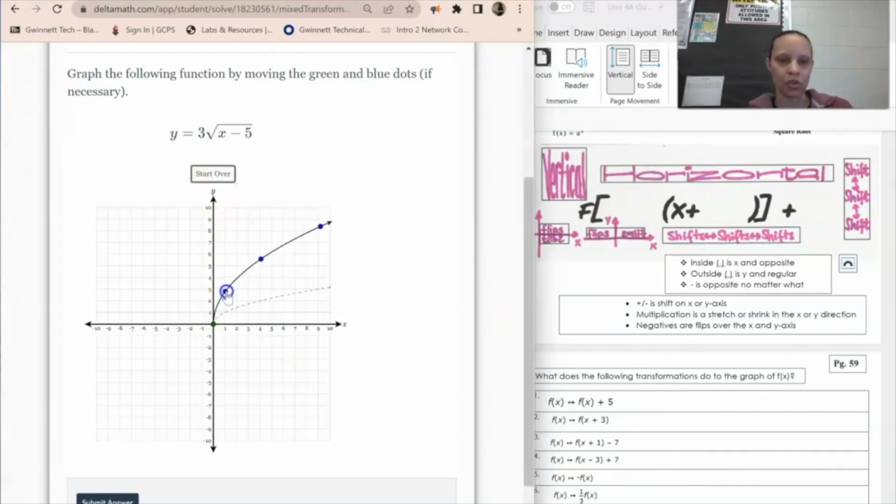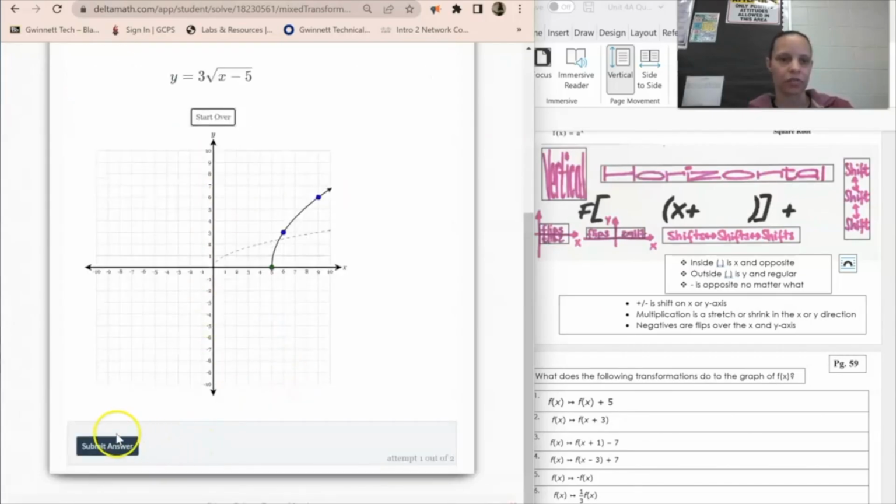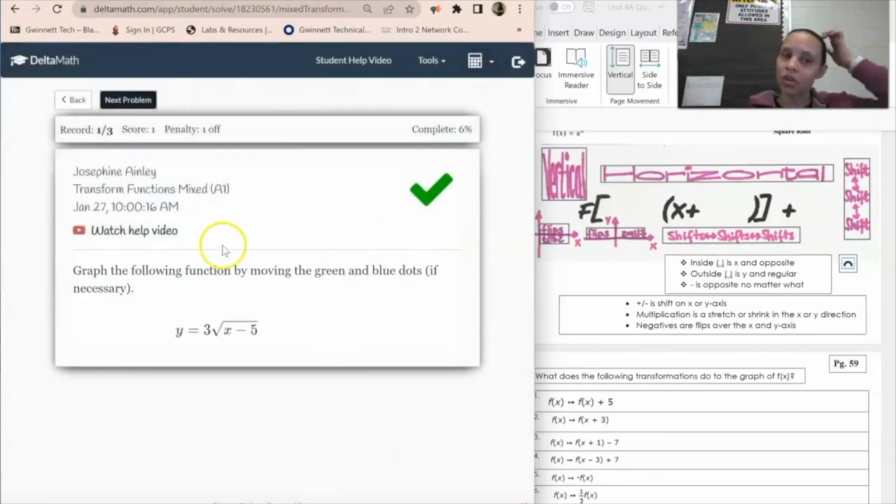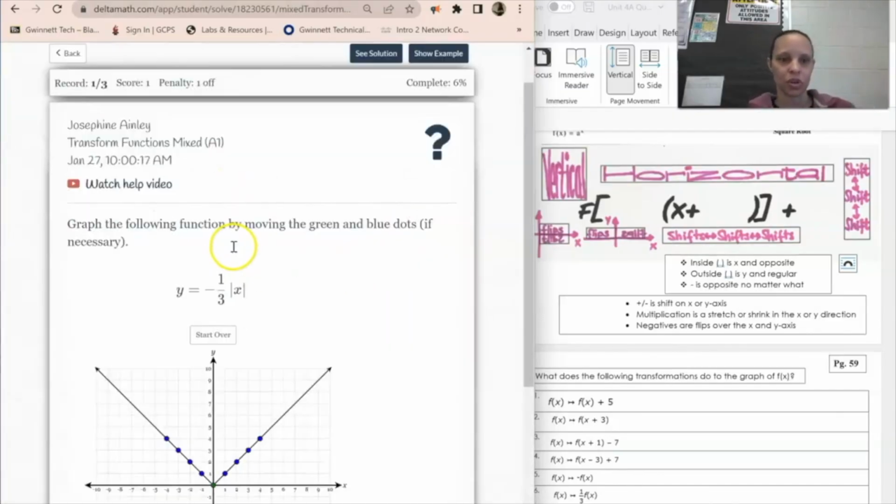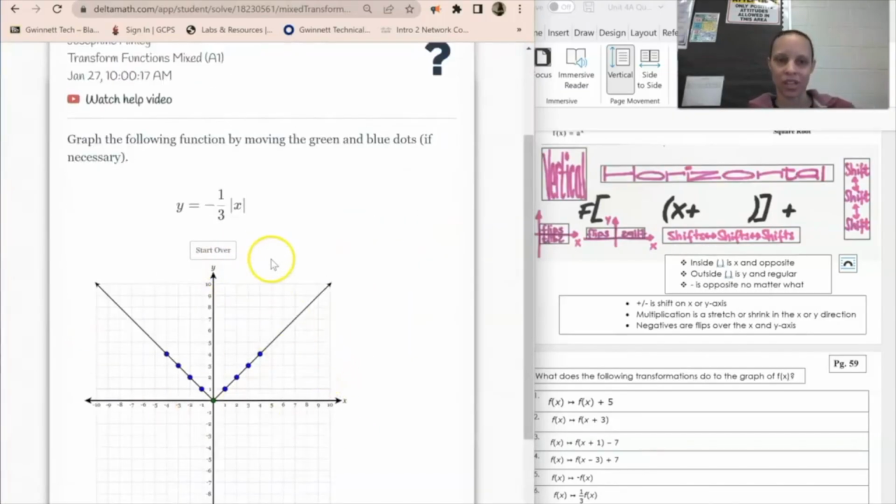So once you know the transformation rules, you just need to apply them to a graph. Then you submit your answer. I am going to do a few more of these just to make sure we're fine. It doesn't matter what graph they give you. So find your x, that's the function.